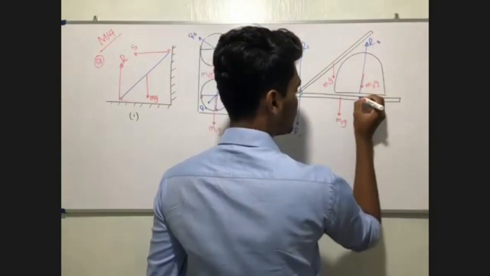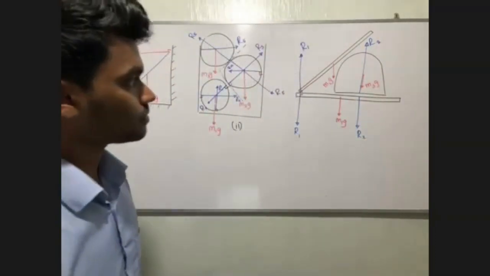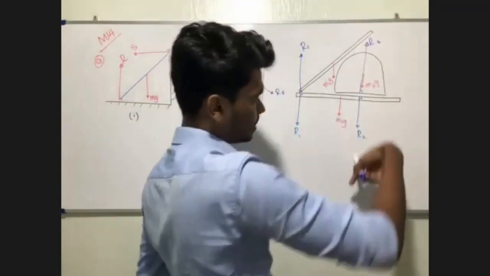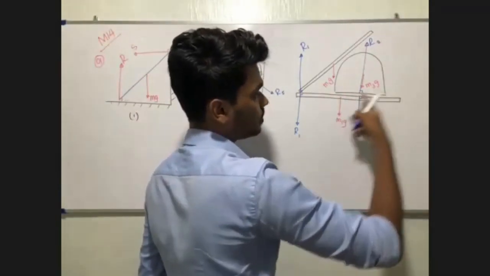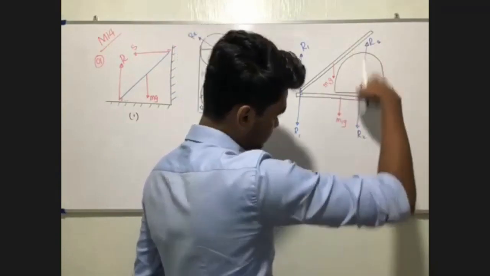R2. Right? R2. This is the object, this is the surface, perpendicular. This is the surface, this is the object, perpendicular to the surface.